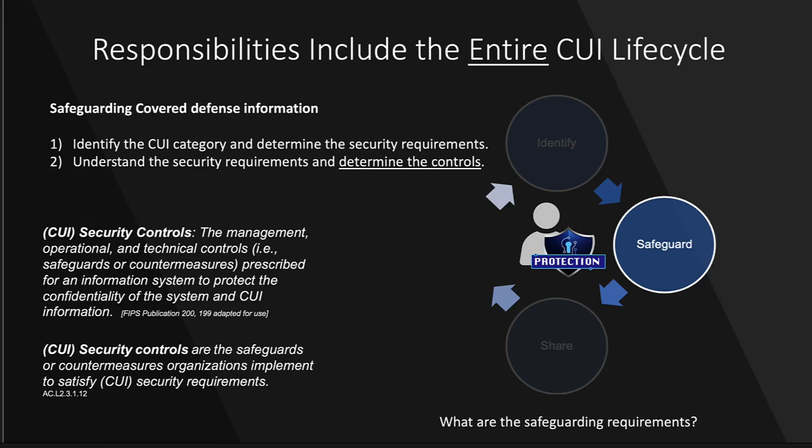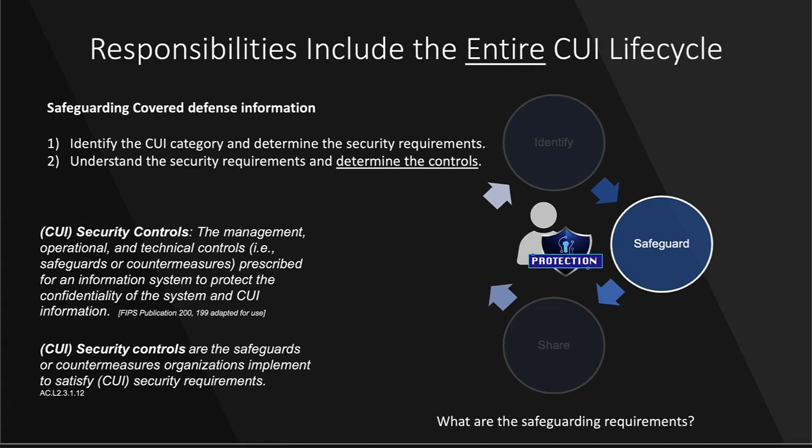Further, if we look at AC 3.1.12, we look at the fact that security controls are defined as the safeguards and countermeasures organizations implement to satisfy CUI security requirements. So that we see the interconnectedness between these definitions. So, once again, we understand that CUI security requirements are determined by the CUI category, and when we understand those requirements, now we look to determine the controls that we have to implement at the management, operational, and technical controls. This relationship between CUI security requirements and the definition of CUI security controls provides us the foundation for understanding what our responsibilities are for safeguarding CUI and getting it right the first time.